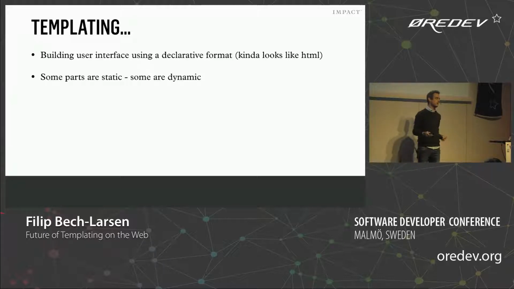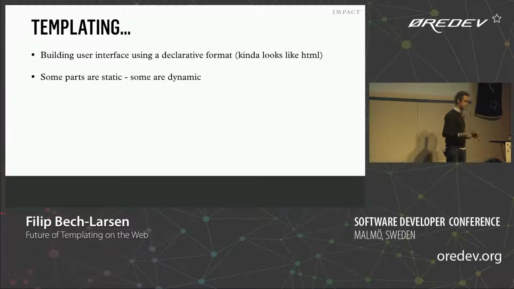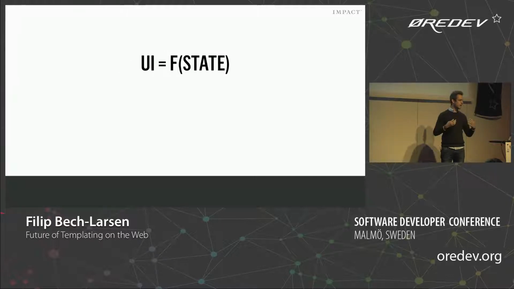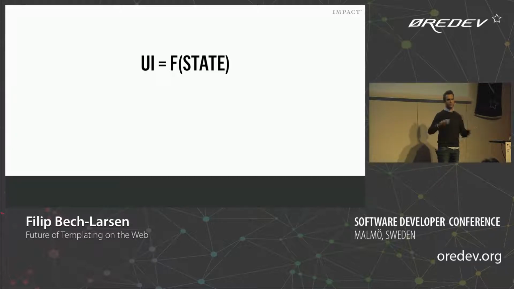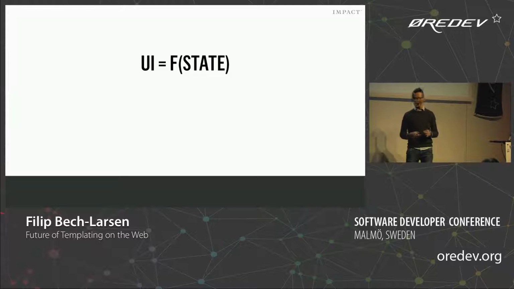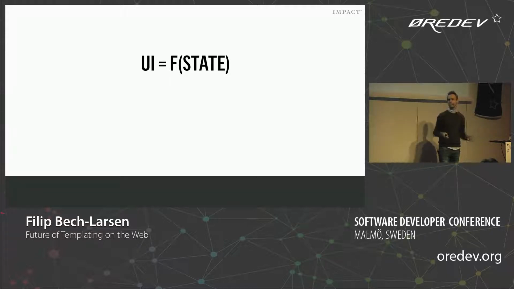A lot has happened in this area in the last couple of years. But if there's one thing that React has really taught the world, it's that we can think of our UI as a function of the state. Whenever the state changes, we pass the new state to some kind of function, and that function returns some view for us. That's how we can think about templating today. And that's what this talk is going to be about, how this could look in the future.